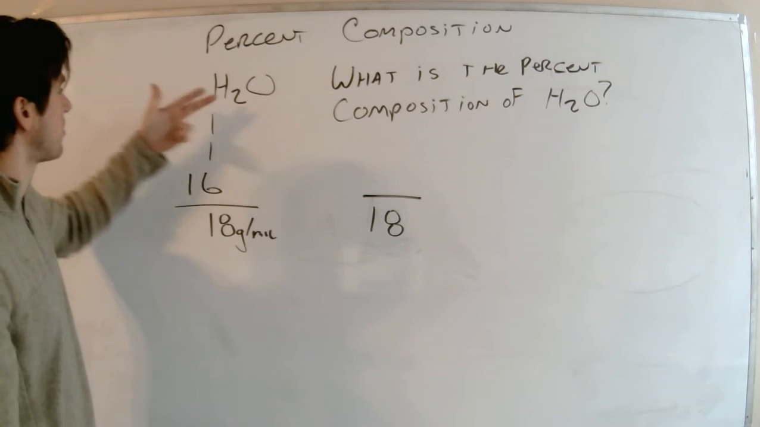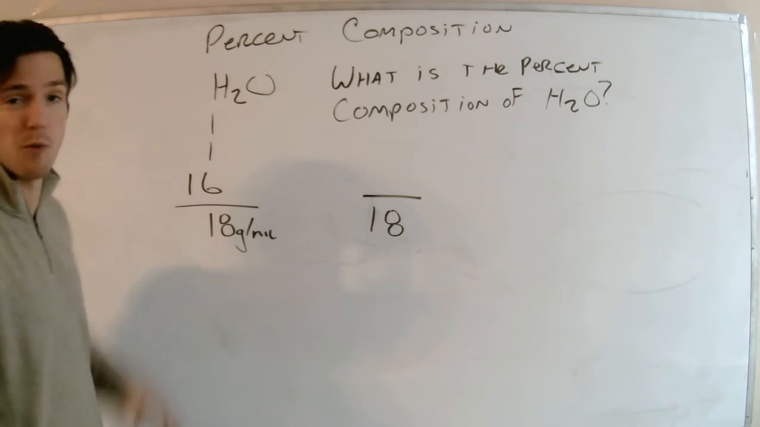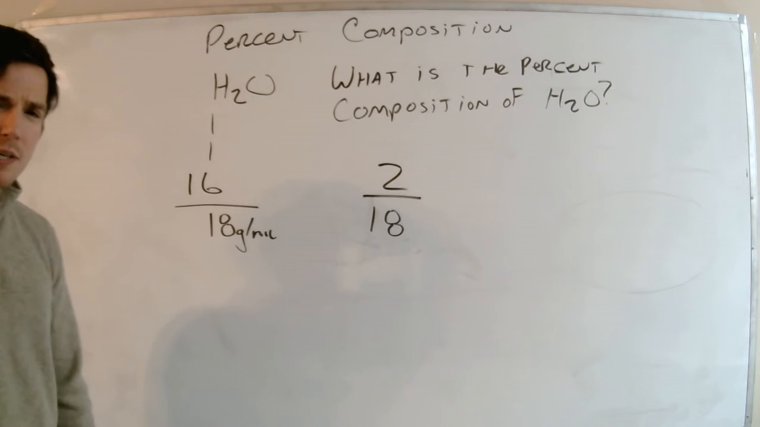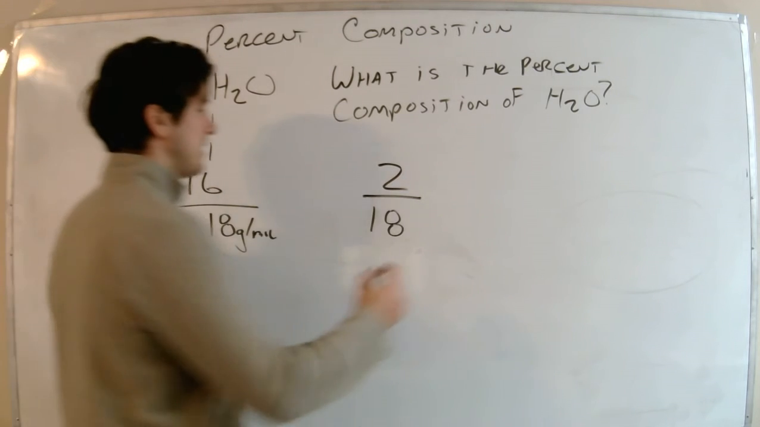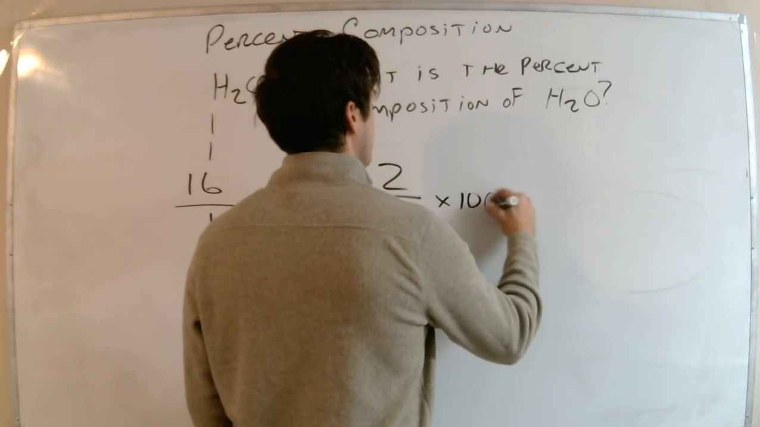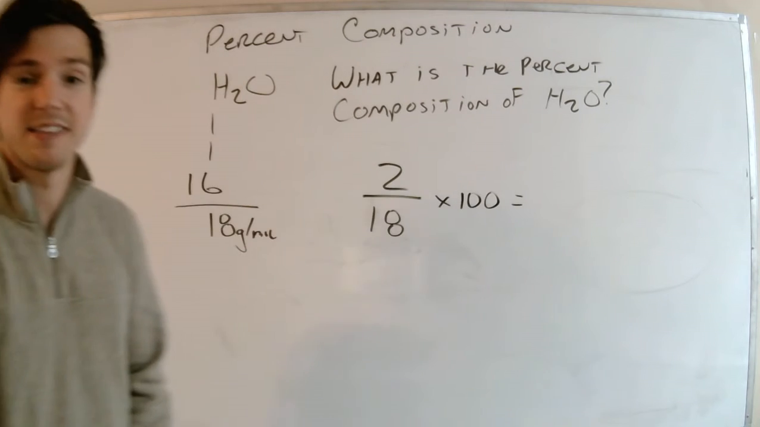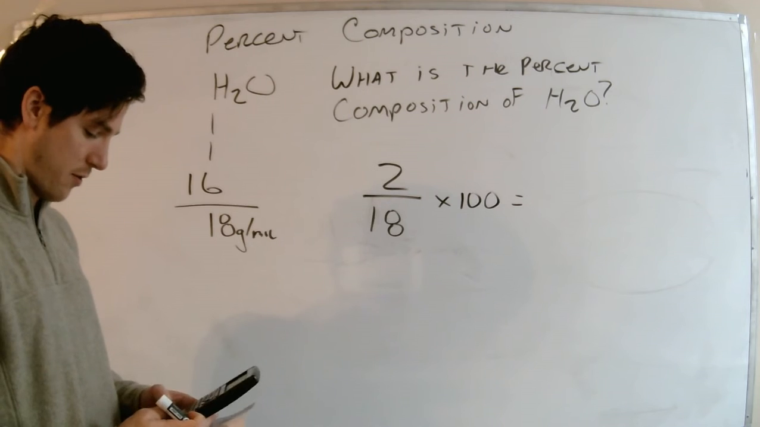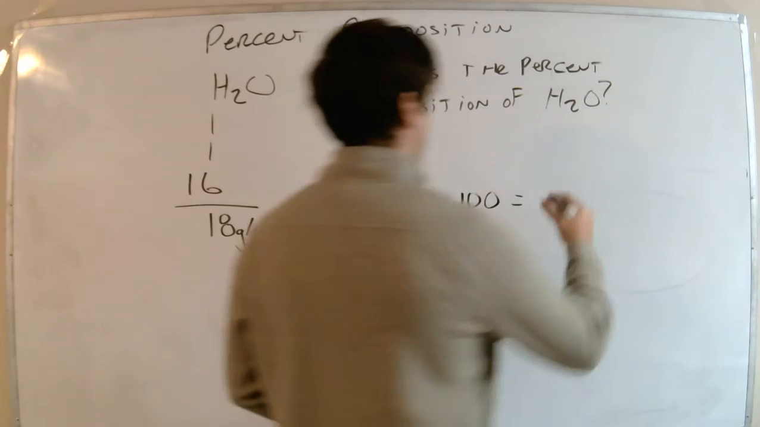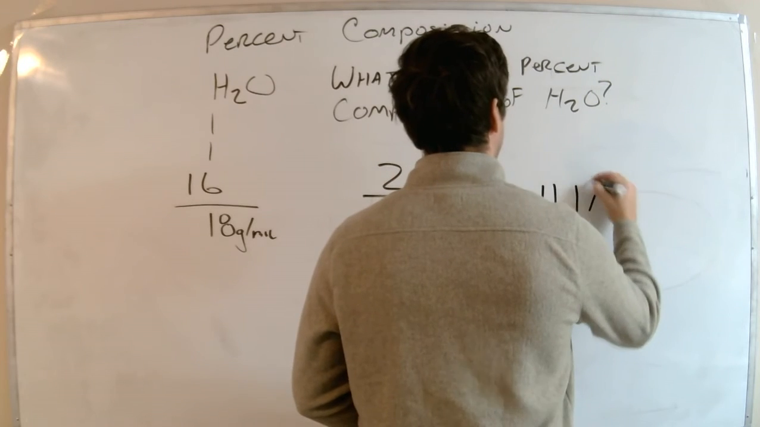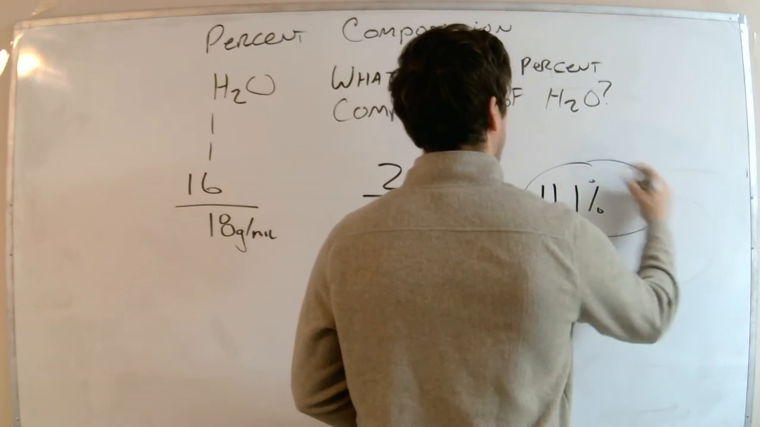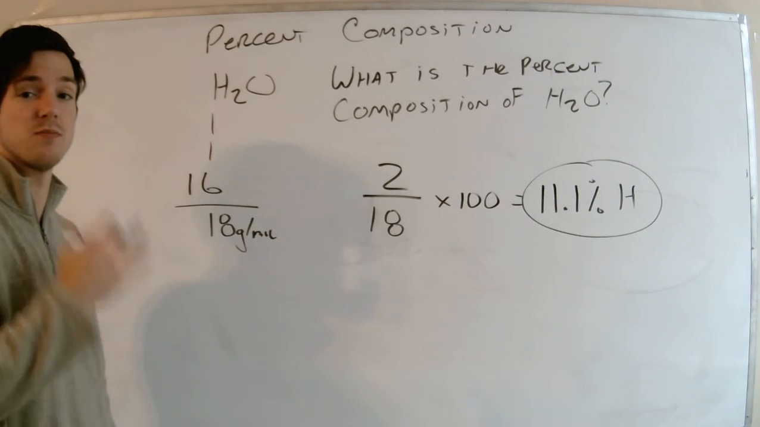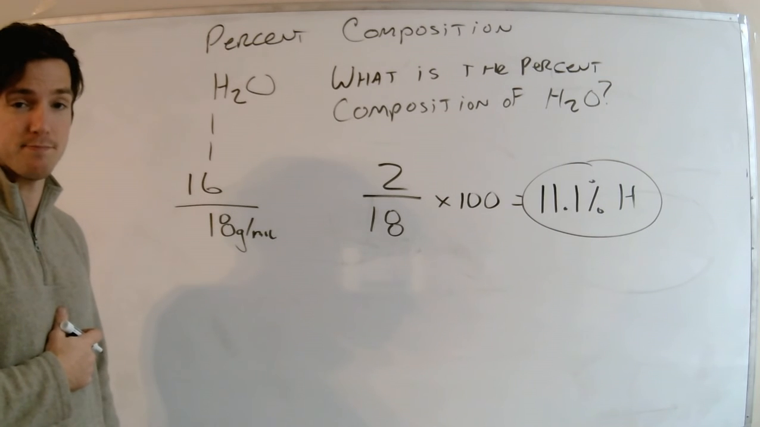There's only 2 hydrogens in here. The molar mass of all those hydrogens is 2. So I'm going to take that 2 divided by 18, times it by 100, so I get a percent. And that will tell me the percentage of hydrogen in water, which ends up being 11.1%. So the percent composition of this is 11.1% hydrogen.